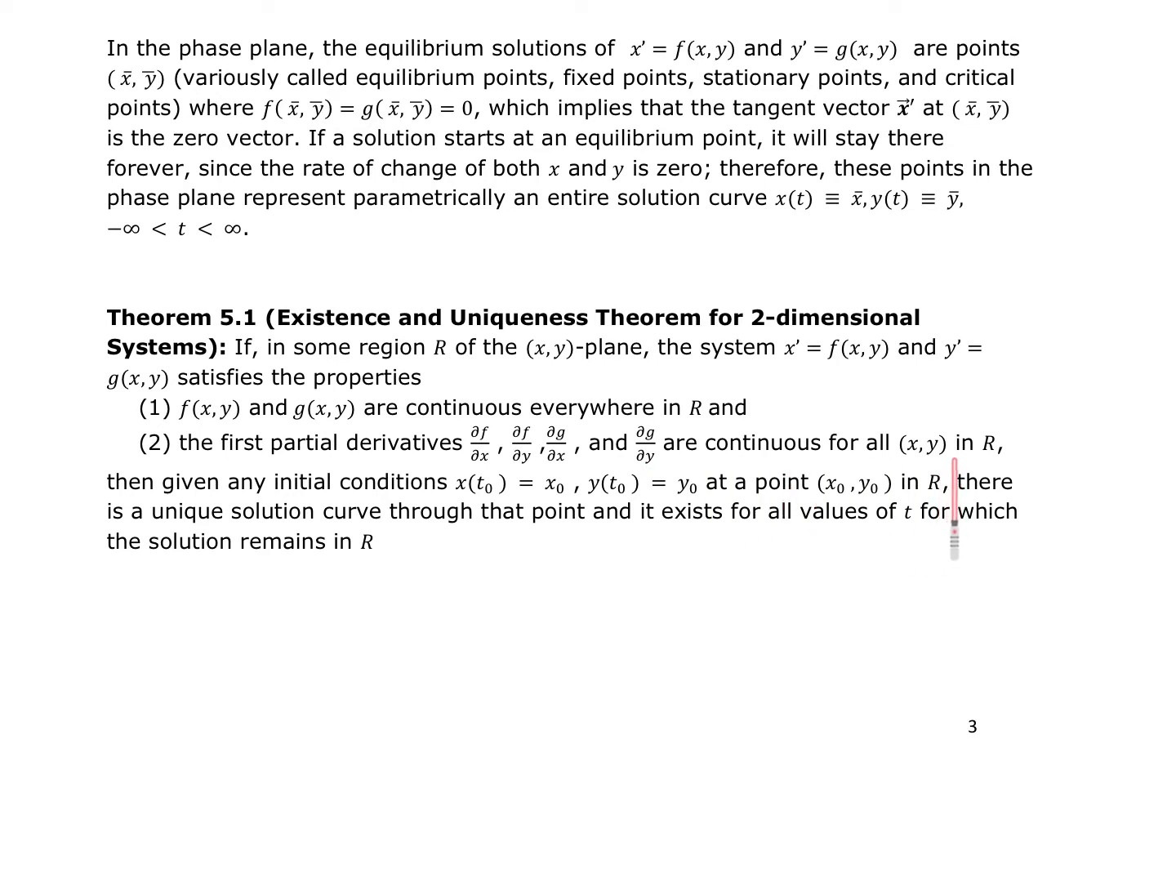And the way that we define that continuity is like we do in Calculus 3. For all x, y in R, given any initial conditions, x of t naught is equal to x naught, and y of t naught is equal to y naught, at some point x naught, y naught in R, there is a unique solution curve through the point, and it exists for all values of t for which the solution remains in R.